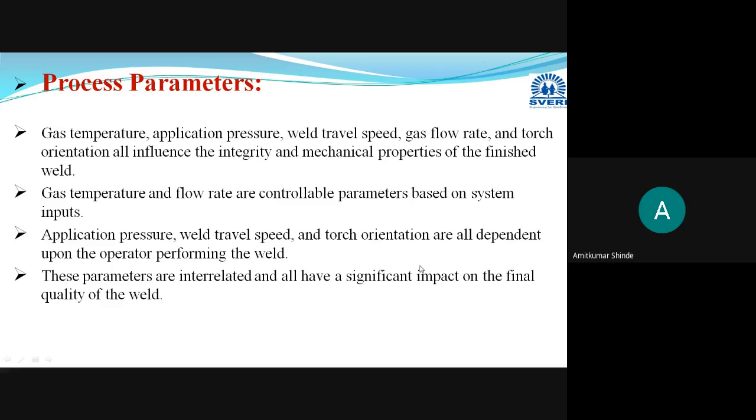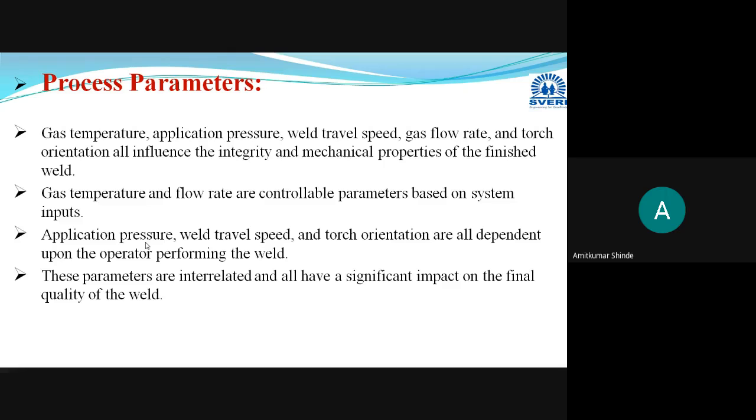Depending on all these parameters, I will explain according to the parameters. First I will explain pressure. Depending on this pressure, the overall weld penetration, whichever groove or gap is there, will get filled in a quality way. Here we are applying that pressure manually. It should be properly controlled, otherwise that groove will not get properly filled.